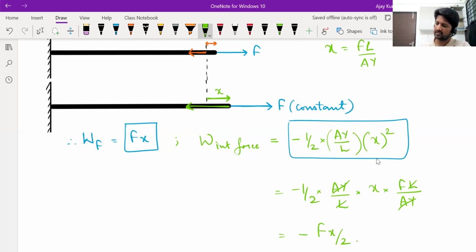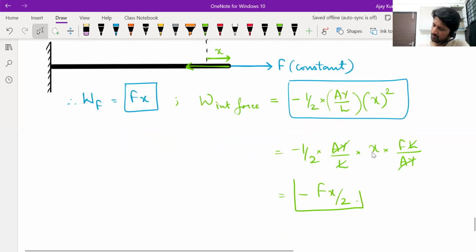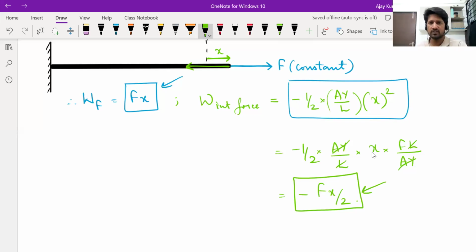This is what is interesting. The force we applied did a work of Fx, but the internal force only did a work of Fx by 2. Doing work means what? Giving energy. We supplied energy Fx. Internal force removed the energy Fx by 2 because it did work minus Fx by 2, which means it removed energy Fx by 2. Where is the remaining energy going?